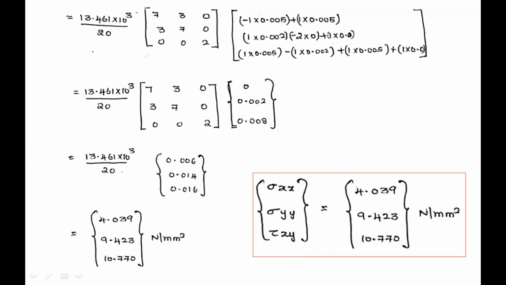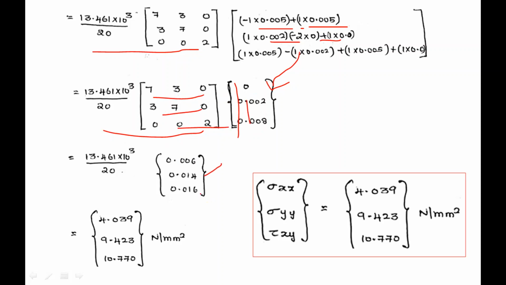Let us see. This is the D matrix, and there is the multiplication of B and U. You have only two nonzero terms, other terms are 0, so we are neglecting the 0 terms. Finally we are getting this matrix as 0, 0.002, 0.008, like this. This is the 3 by 3 D matrix, and this is the 3 by 1 matrix. Now you can easily multiply this row by this column matrix, so you can easily get the answer. The second row will get the second term, the third row will get the third term.